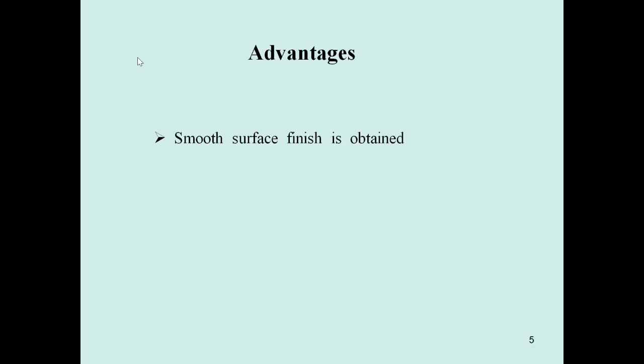The advantages are that a smooth surface finish is obtained by cement bonded molding. Machining is not necessary, because due to the smooth surface finish there is no need for machining, and we also get an accurate component. Most of the sand can be reused; almost the total sand will be reused.